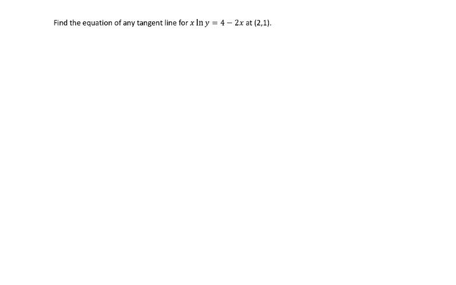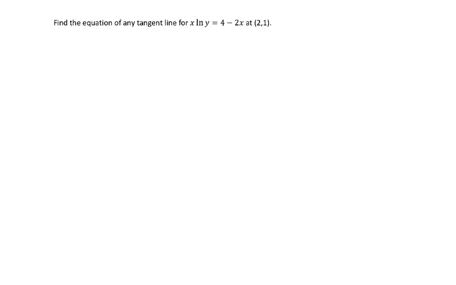Hi everyone, so for this video we are going to use implicit differentiation to help us find the equation of a tangent line. So in this equation we see x ln y equals 4 minus 2x, and they give us a point. And remember, anytime you want to find the equation of the tangent line, you first need to find the slope of the tangent line, which is the derivative.